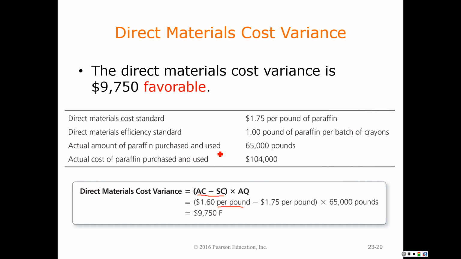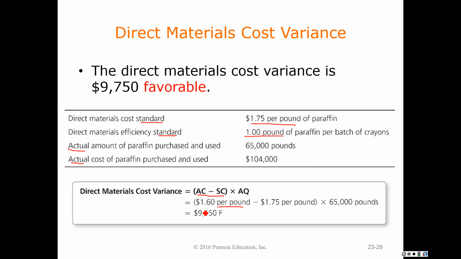Our standards have dictated that we should be spending $1.75 per pound, and our standards say that we should be using 1 pound of paraffin per batch. So this is what I'm using for my budget. These are my standards. But what actually took place was that I purchased 65,000 pounds of material for $104,000. So think about it, we want actual cost less standard cost. I know my standard cost is $1.75 per pound.